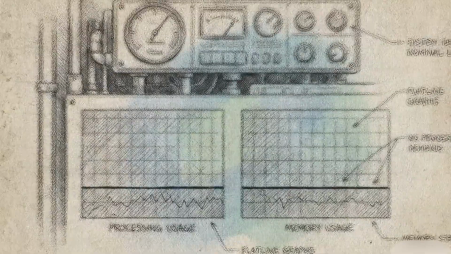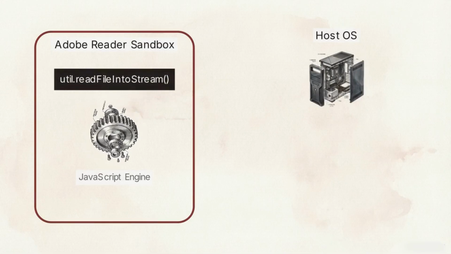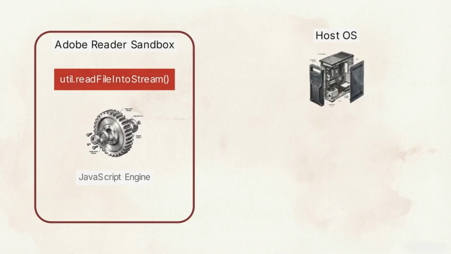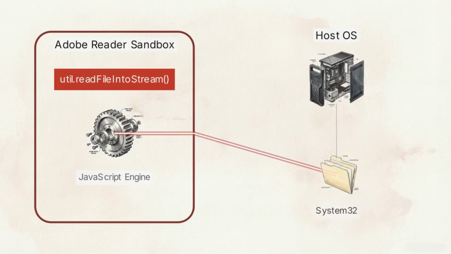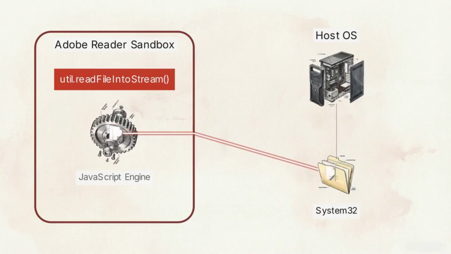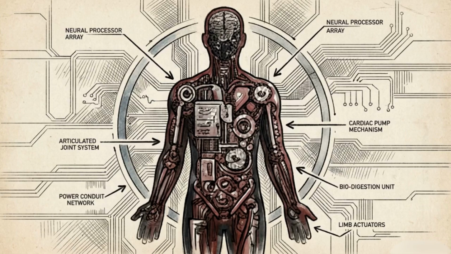catch a defender's attention. Normally, the Adobe Reader sandbox isolates the JavaScript engine from the host operating system within a rigid perimeter. The exploit circumvents this by abusing the internal API, util.readFileIntoStream. Weaponizing this exact API, the payload creates an unauthorized conduit directly through the sandbox perimeter. The payload uses this conduit to read arbitrary files from local system directories, extracting data directly from folders like System32. Security experts classify this behavior as advanced system fingerprinting.